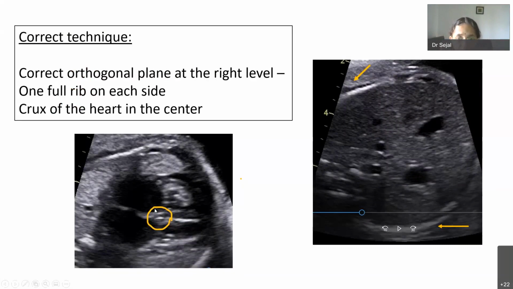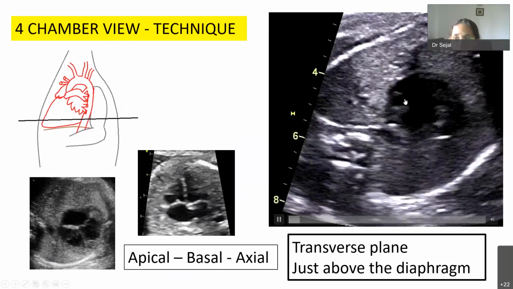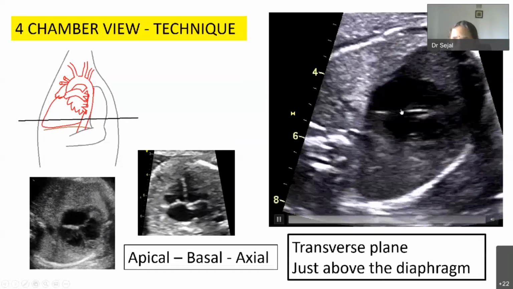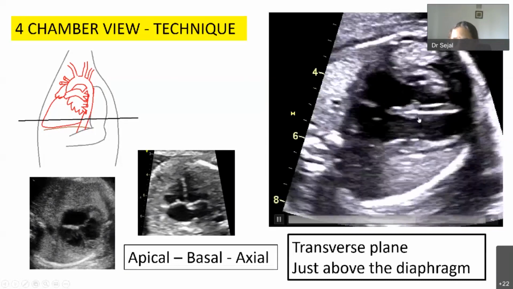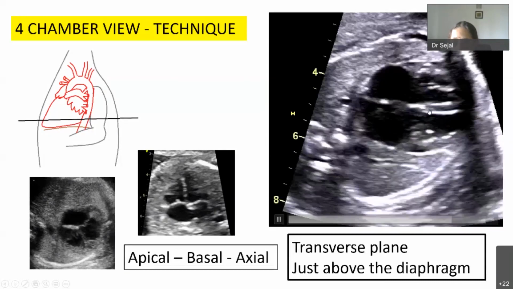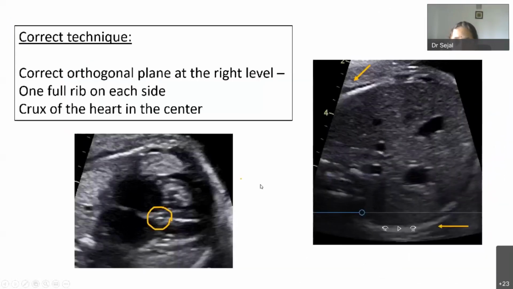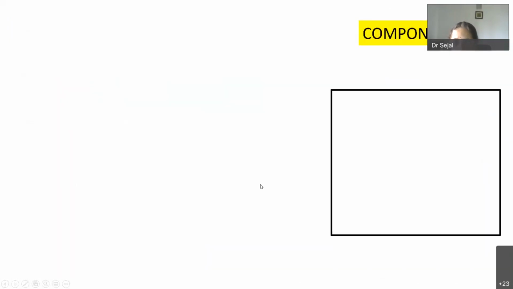Also, the crux of the heart has to be visualized. As you see here, the crux of the heart seen is a correct four-chamber. You need to see the crux of the heart, the junction where the interatrial septum, interventricular septum, and the AV valves are seen. So this is what indicates that it's the correct four-chamber view.